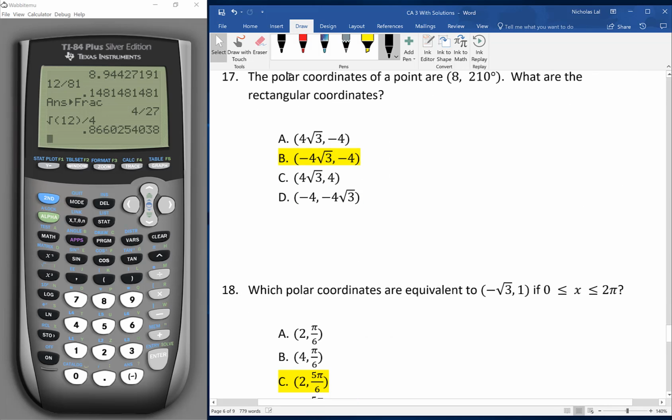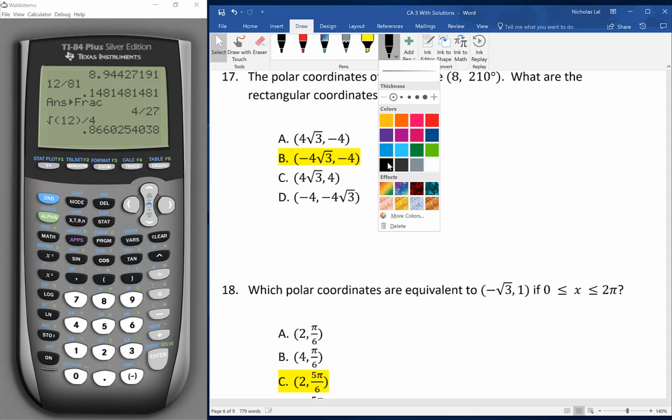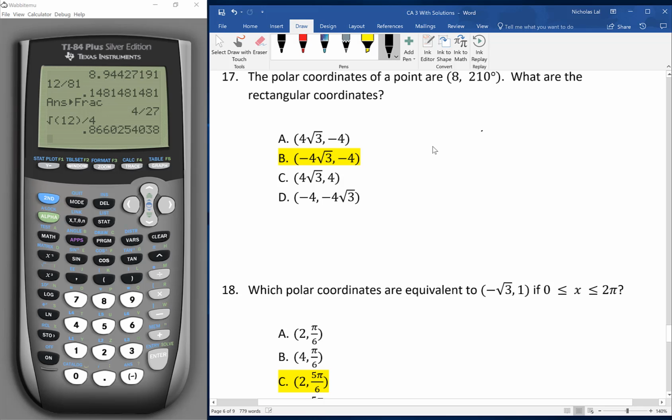Number 17. The polar coordinates of a point are 8, 210. What are the rectangular coordinates? So we need to know our polar to rectangular conversion formulas. X is equal to r cosine of theta. Y is equal to r sine of theta. Remember, these are in degrees. And 8 is r, and 210 degrees is theta.